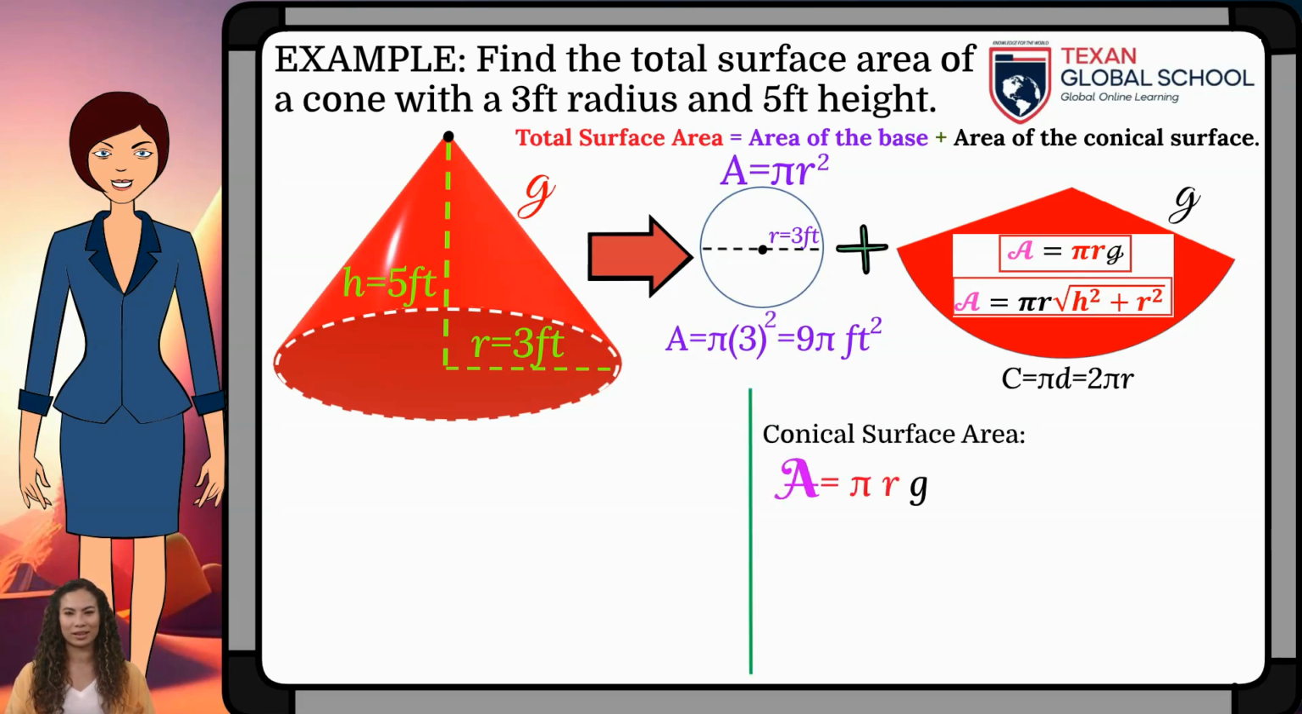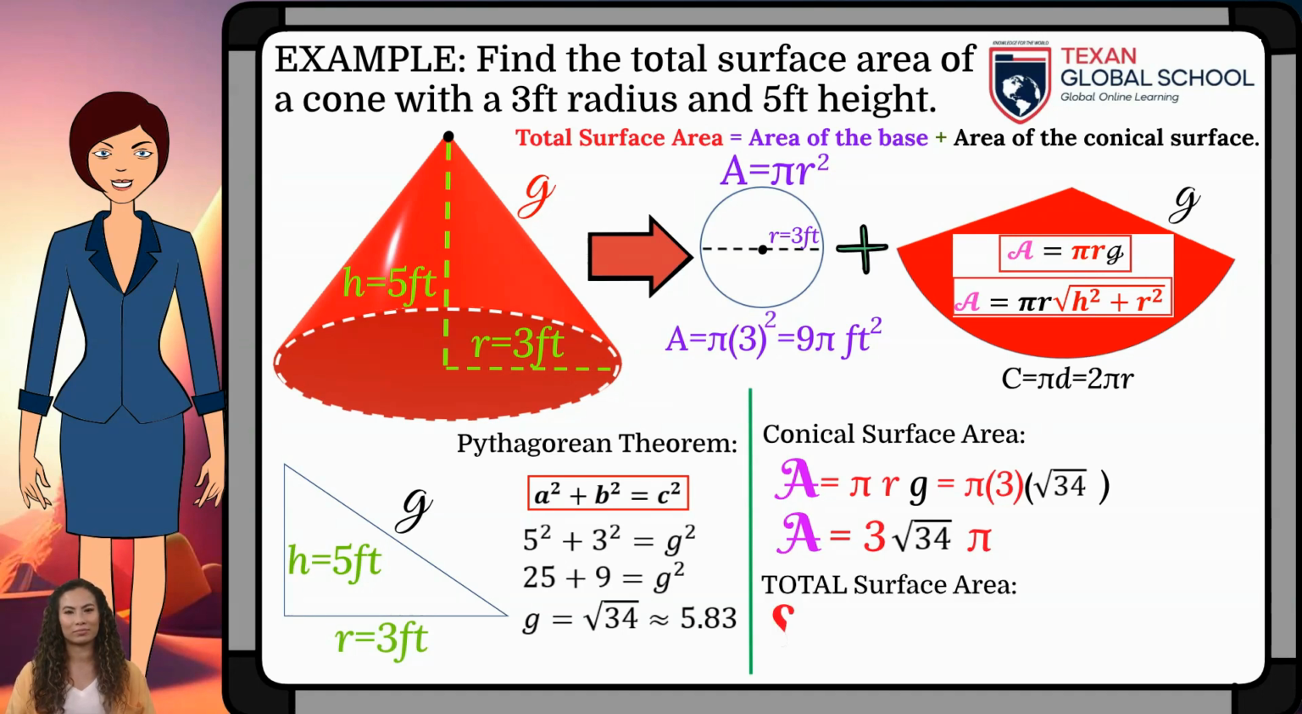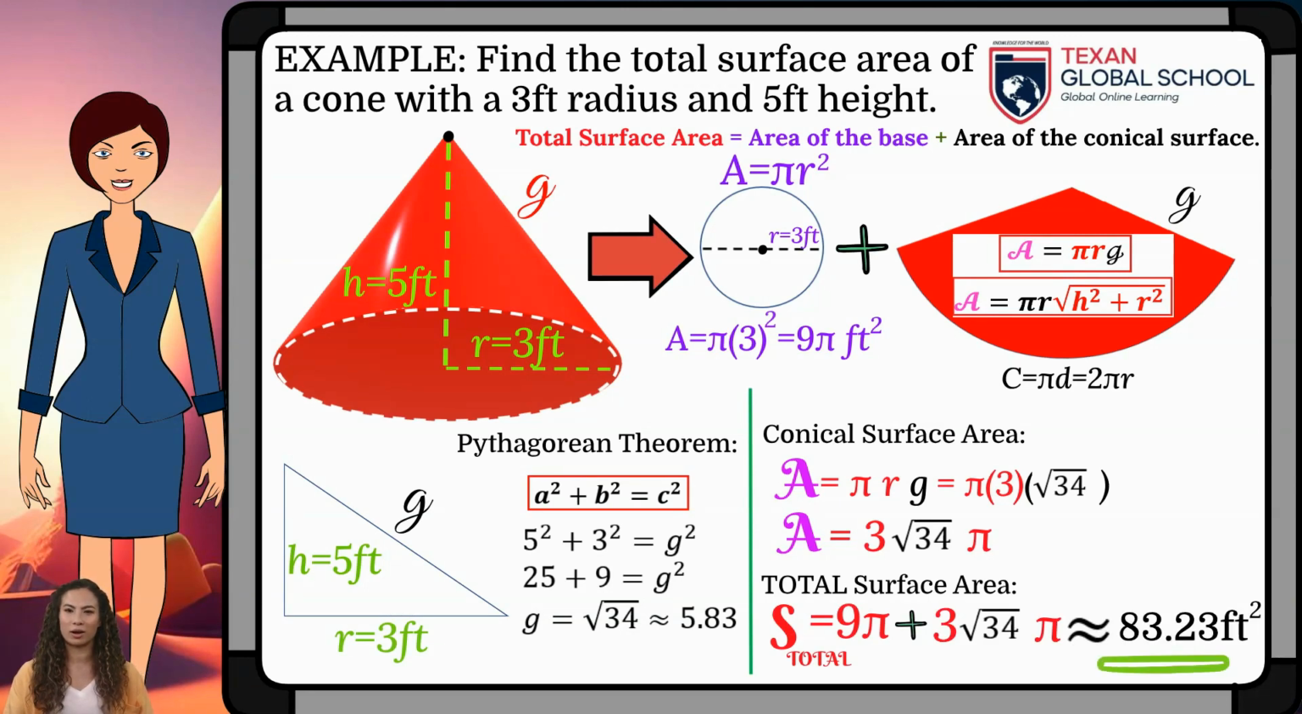Then, let us find the area of the conical surface, which is pi times the radius times the slant height G. But we do not have the slant height, which happens to be the hypotenuse. So, using the Pythagorean theorem, the slant height G is the square root of 34. With this result, we can calculate the conical surface as pi times the radius 3 times the slant height square root of 34. If we add these two areas, results the total surface area of the cone, approximately 83.23 square feet.